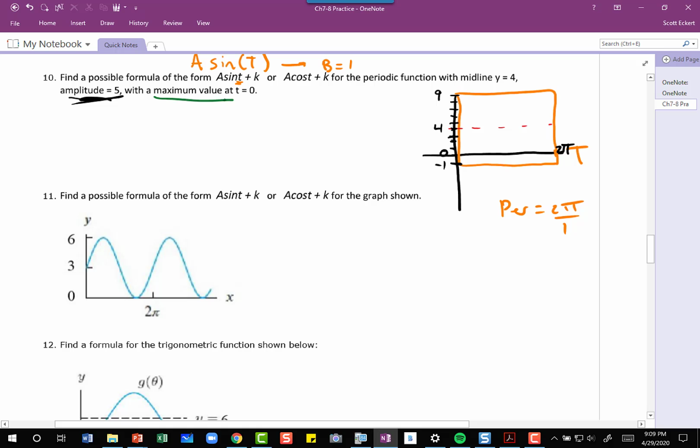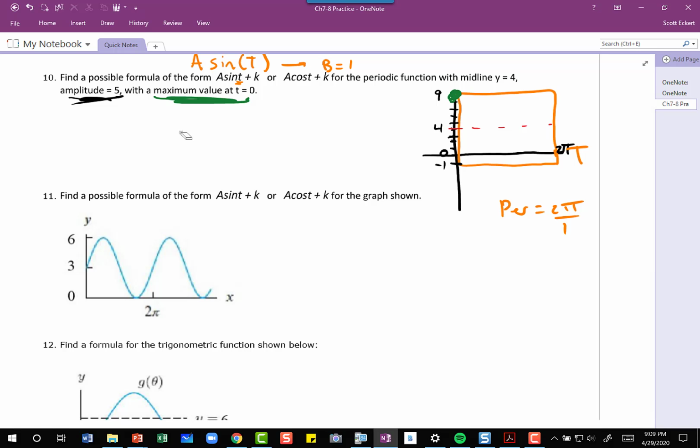It's this one here. The maximum value happens when t is equal to 0. Well, based on the amplitude and the midline, the amplitude is 5, the midline is 4, the maximum value is 9. We figured that out already when we drew the window. So when does the maximum value occur? When t equals 0, I am at this max point. Okay, so if I'm at the max point here, that forces a certain conclusion. Which wave is it? Sine or cosine?